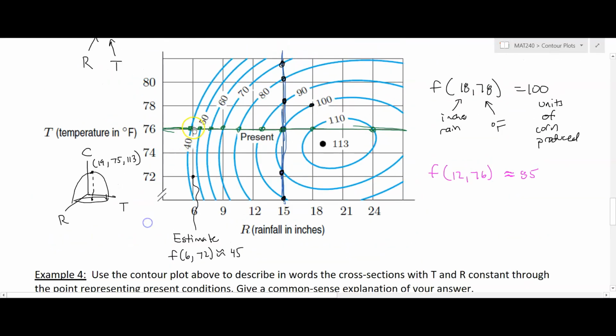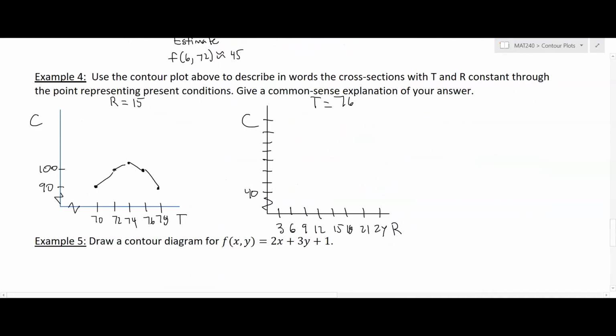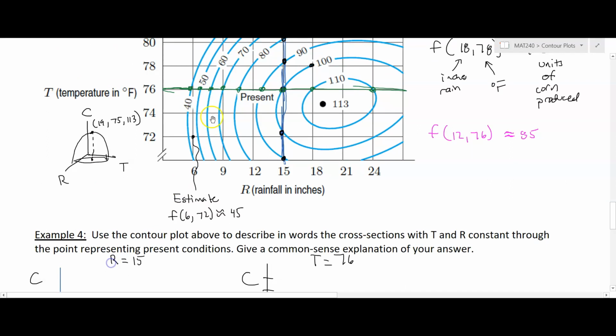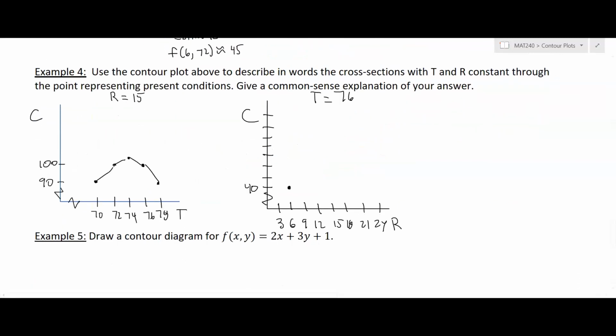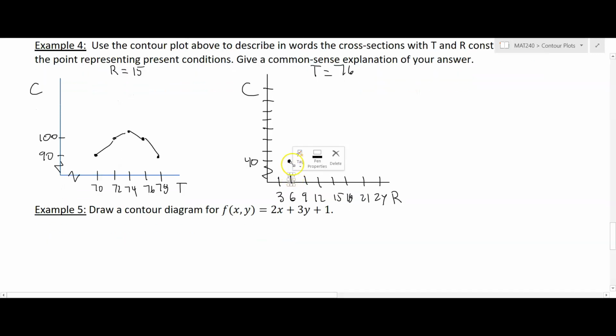So now we know that if we hold temperature constant at 76 degrees Fahrenheit, now we can grab points from here. So at about 6 inches of rain, we can expect 40 units of production. Next point, I'll estimate that to be about 7 inches of rain. We get 50 units of production. So 7 inches gives you about 50 units of production. That's about there.